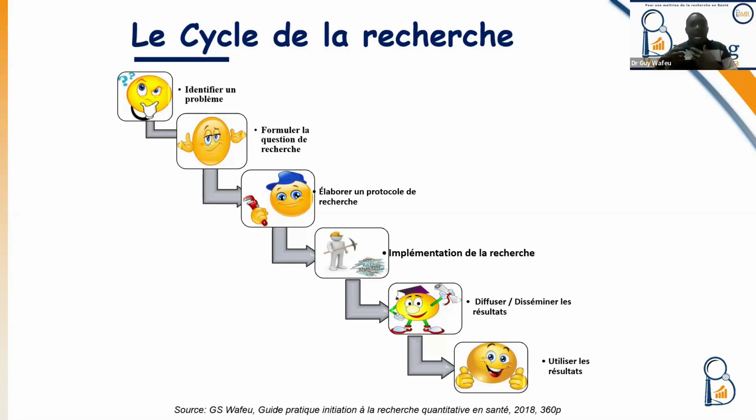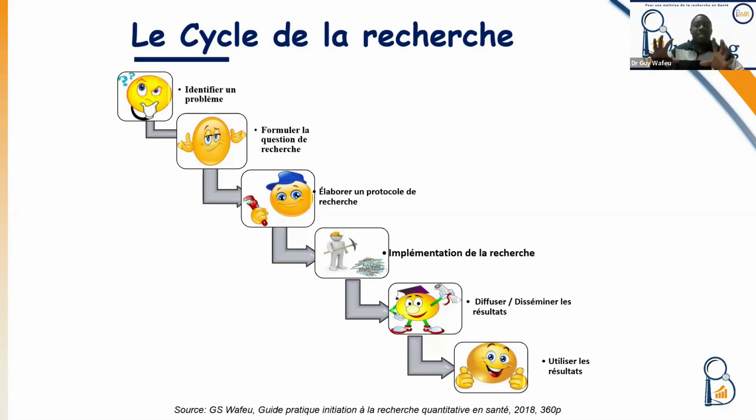After the research proposal or research protocol, you go down to the field to implement what you have written, what you have planned. Implementing will include data collection, data analysis, writing of the final document, and so on. Then you present and disseminate to a wider public the results you have obtained, and you should be able to apply those results in order to solve the problem you identified at the beginning.